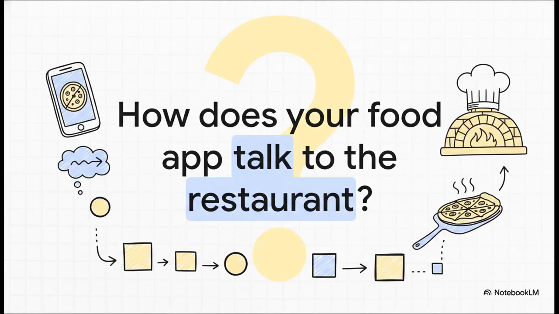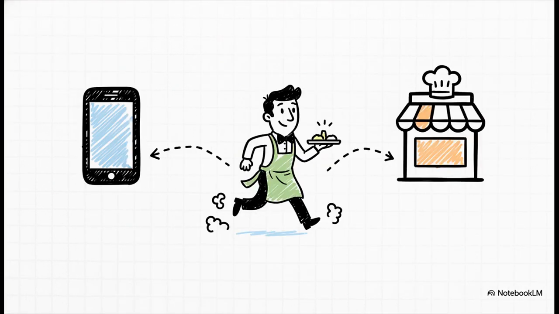I mean, really think about it. Your phone and the restaurant's kitchen computer, they're in two totally separate worlds. They don't speak the same language. So how in the world does your order for a pizza get from your screen all the way into their oven? Well, here's the secret.